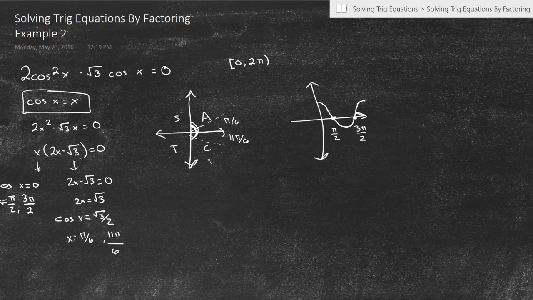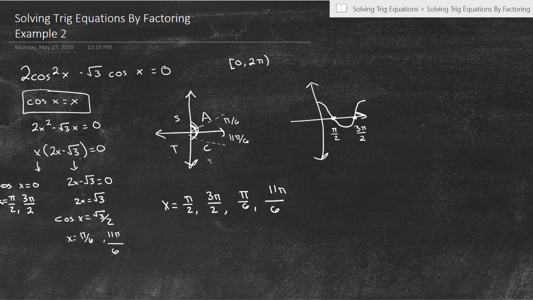So our four answers, to recap, we've got x equals pi over 2. This is just from 0 to 2 pi. We've got 3 pi over 2. We've got pi over 6 and 11 pi over 6.